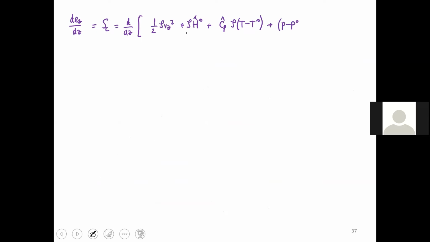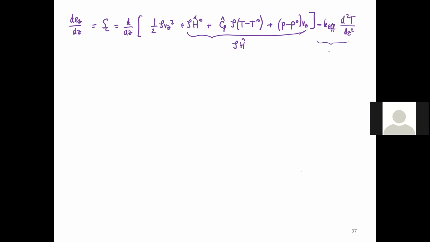Let me write everything down. So this portion here is H, N minus K effective d squared T dz. Remember, this was the Q's. Whoops, this is the derivative of Qz.